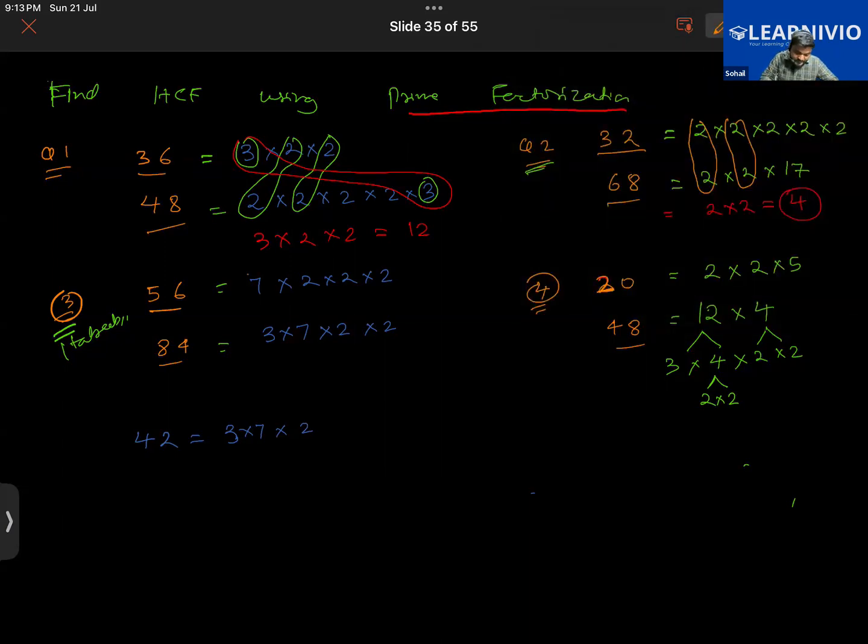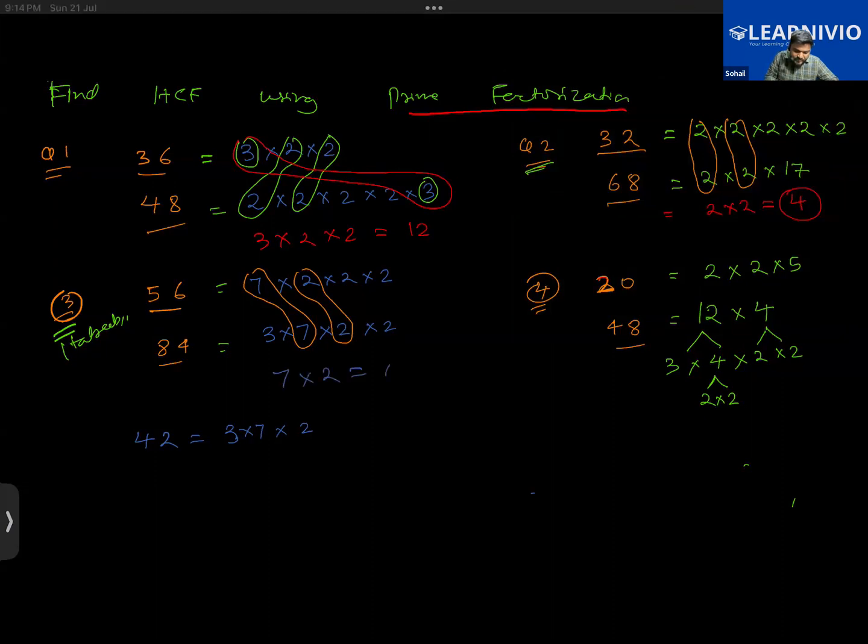Actually, you were not in the class, so we are doing question number 3. We'll be continuing with question number 4 in just a minute. You also look at question number 3, Sumaya. So 7 is a common factor, and this 2 is also a common factor, right? Only these are common in both of them. So simply multiply them.